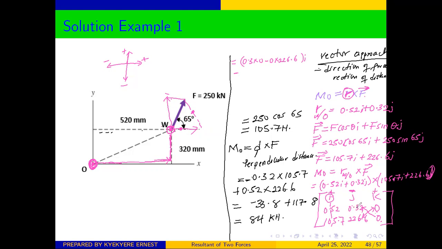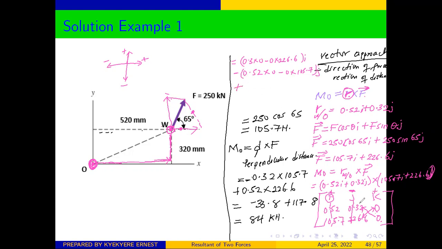Now we want to get the J component. So we said that you take away everything which is on the J side. You cross that side out, and you'll be left with a 2 by 2 matrix of the I and the K. So you multiply this 0.52 by the 0 which is here, and then minus this times that. So you are going to get 0.52 times 0 minus 0 times 105.7, and this will give us the J component.